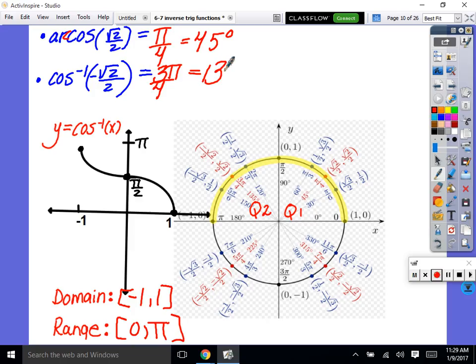I want you to notice, isn't this also our cosine right here? Isn't this also our cosine? The angle whose cosine is negative root 2 over 2? But that's not in our available output, so we would only put this answer. Everybody's good? I have to know that.